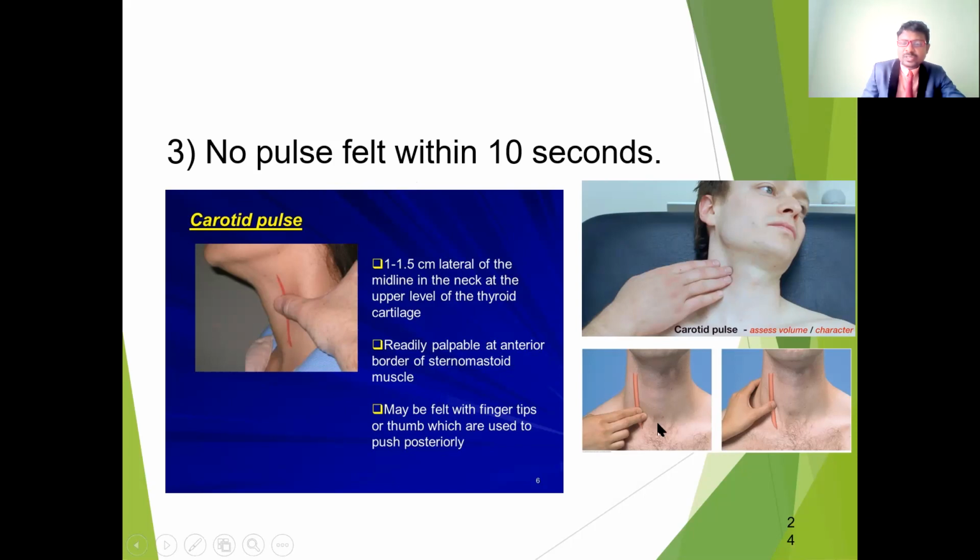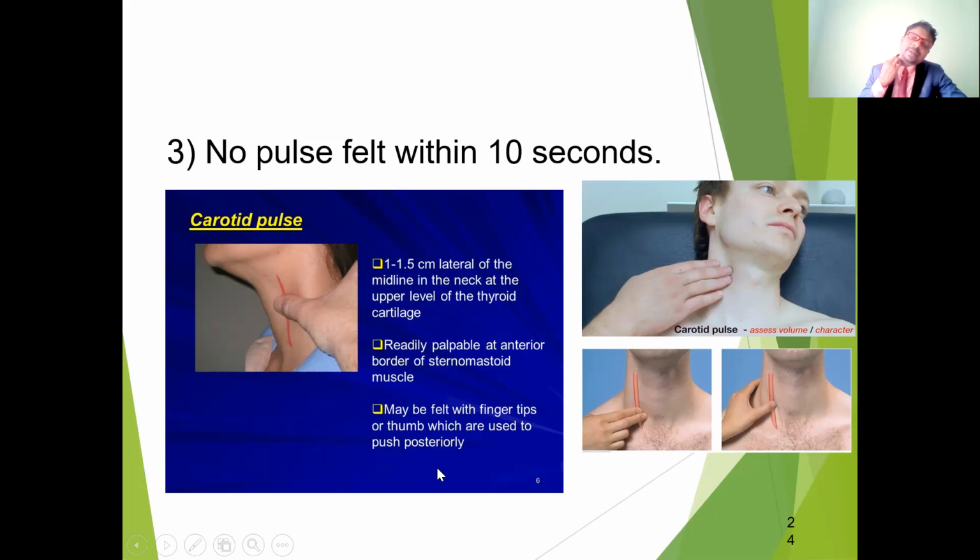If you see here, this is the windpipe, the trachea, and we go 1 to 1.5 centimeters lateral to the midline of the neck, at the upper level of the thyroid cartilage. This is the thyroid cartilage, around 1 centimeter. You can see here the oblique muscle called the sternocleidomastoid muscle. In between the sternocleidomastoid muscle and the thyroid cartilage is a triangle. Here we palpate the carotid artery pulsations, which may be felt with the fingertips or thumbs, pushing posteriorly.